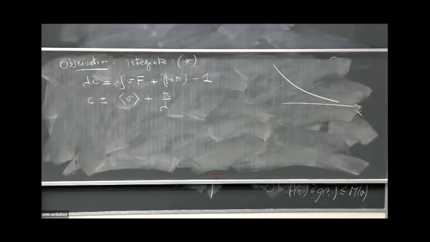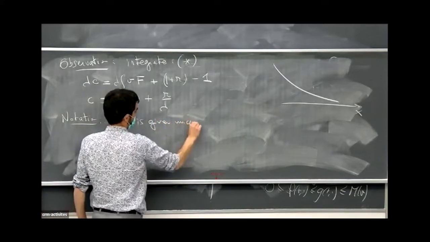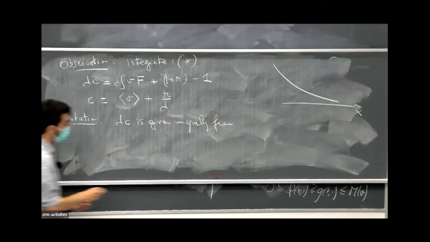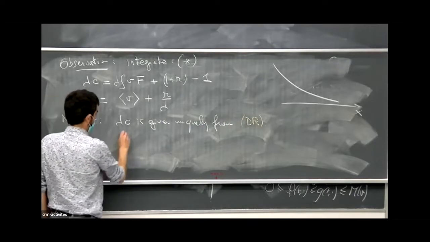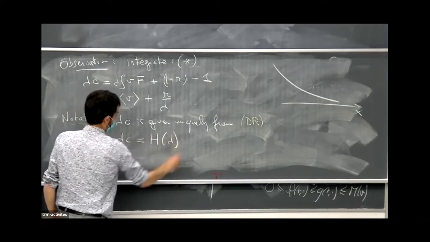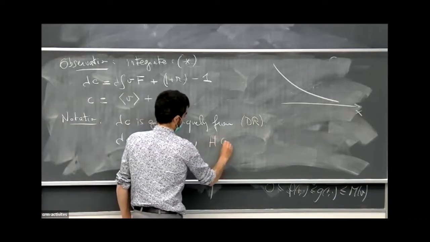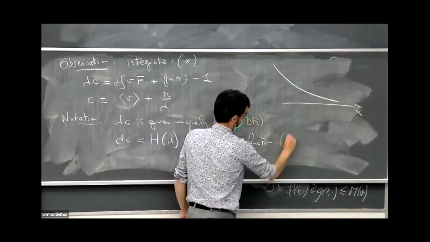I will make a last reformulation of this identity with some notation that I will use later, which is that lambda c is given uniquely from, let's say, my dispersion relation here. And because of monotonicity in the denominator here, I can write it lambda c equals h of lambda, if I like. So if I'm given lambda, I can compute lambda c by this implicit relationship, and h is convex. It's not complicated to see that h is a convex function, and as you can guess, it's called the Hamiltonian.